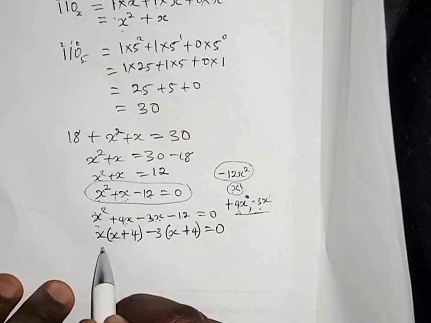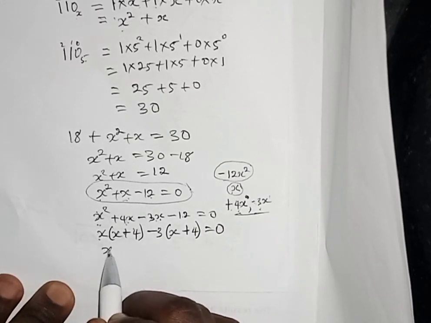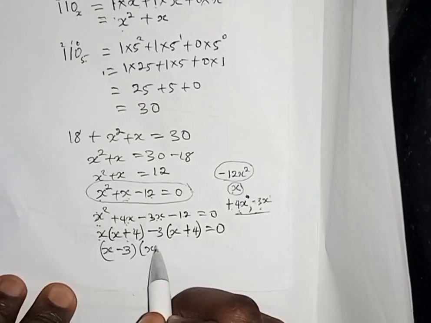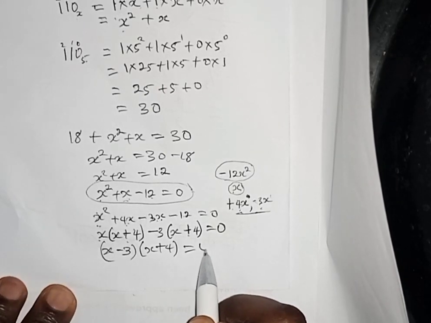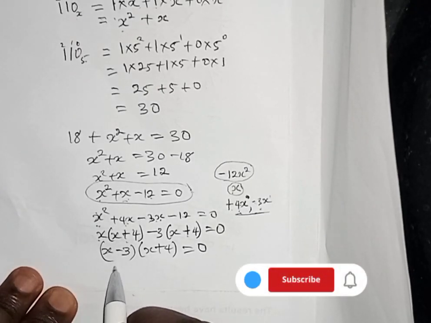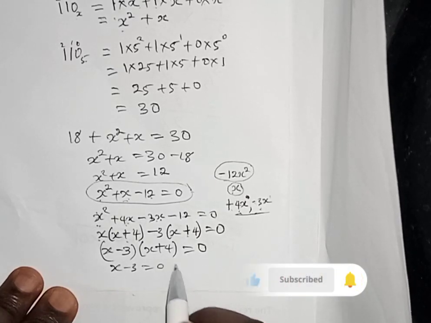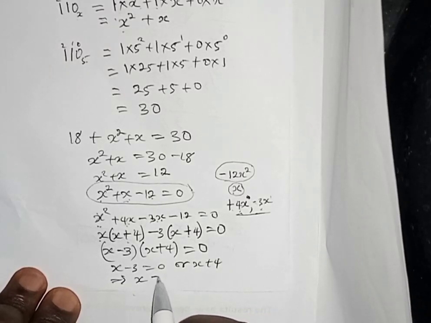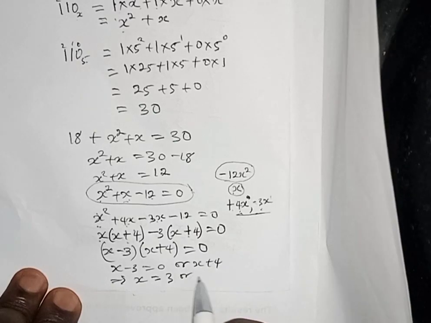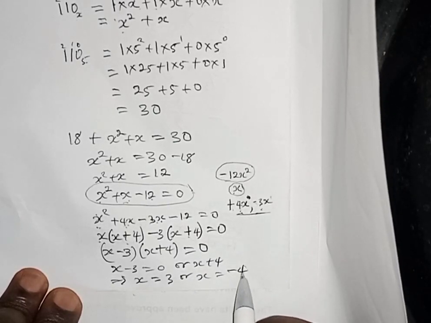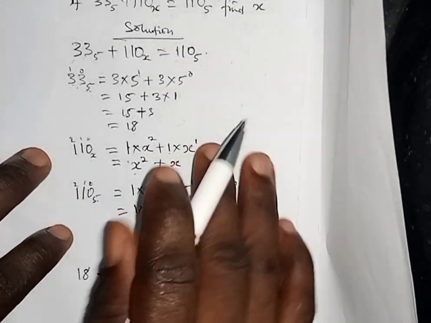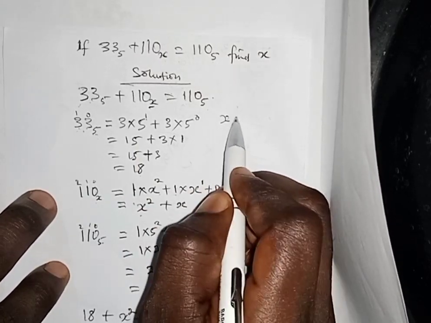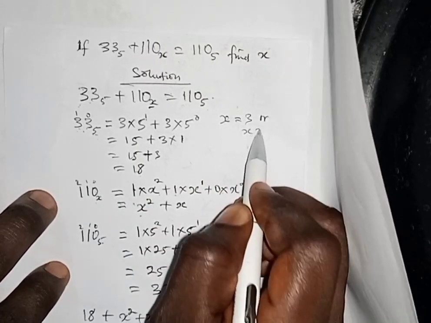At this point I am going to collect all of these, and since the two brackets are the same, I'm going to pick one. x minus 3 and then x plus 4 is equal to 0. So you can see that x minus 3 is equal to 0, or x plus 4 is equal to 0, which implies that x is equal to 3, or x is equal to minus 4. So we've gotten that x is either 3 or minus 4.